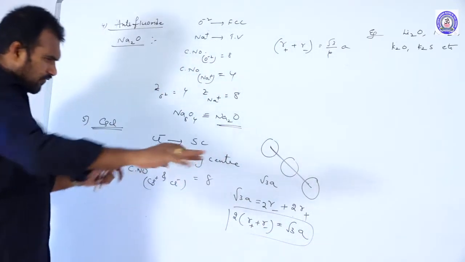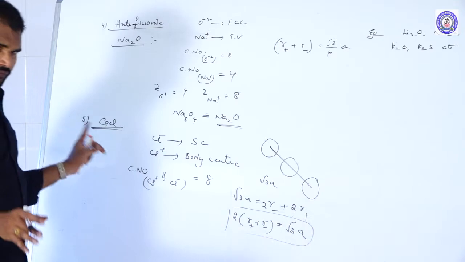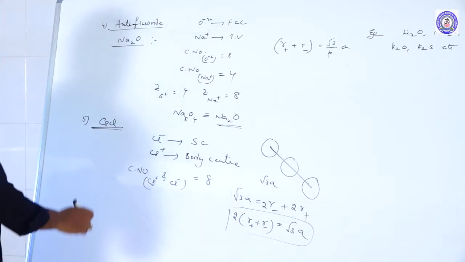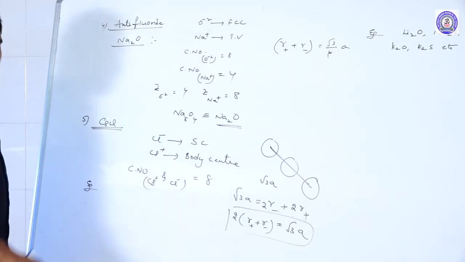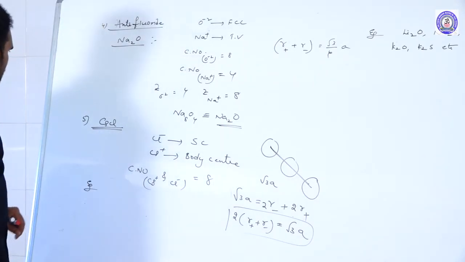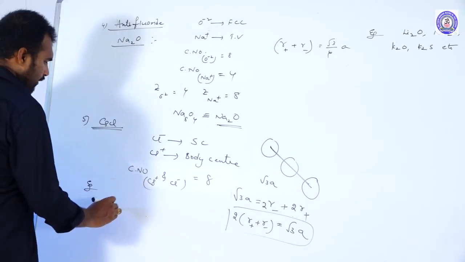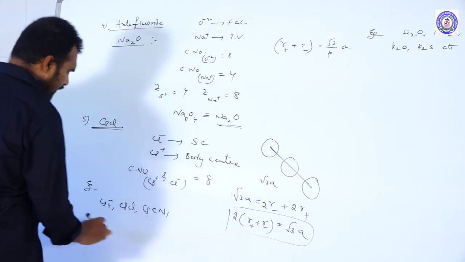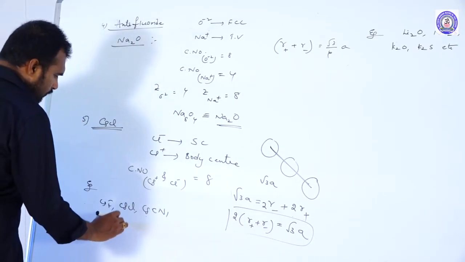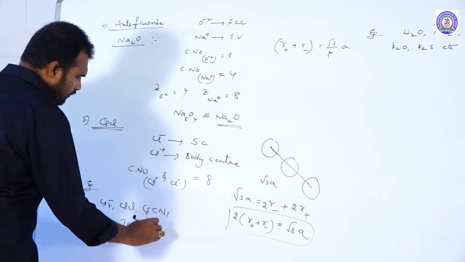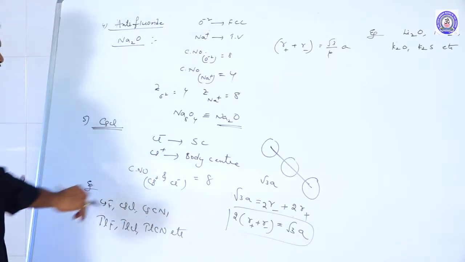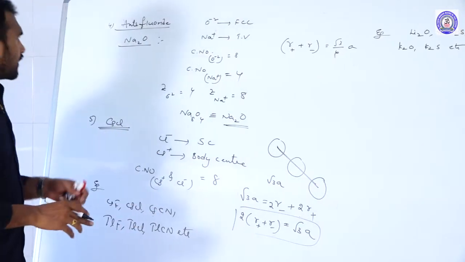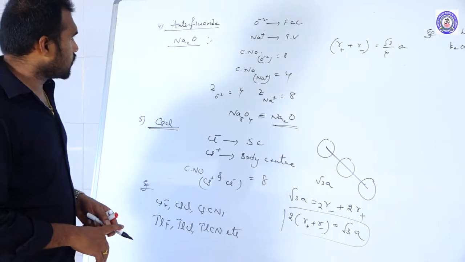So different formulas are coming. Don't be confused. If you are clear about the concept, you will feel it is very easy. And like cesium chloride, what are the examples? Other compounds show the same crystal lattice, like cesium fluoride, cesium chloride, cesium cyanide. Similarly, thallium fluoride, thallium chloride, thallium cyanide. So these are all salts which show the same structure as cesium chloride. So these are some ionic solids. I hope this concept is clear.